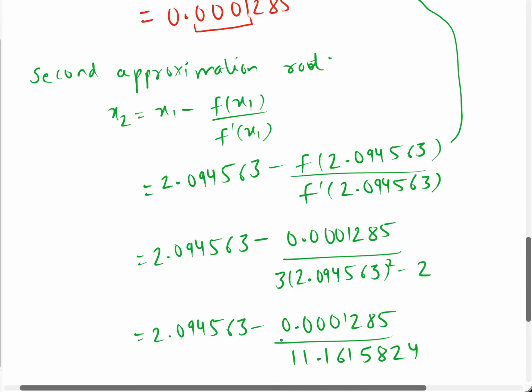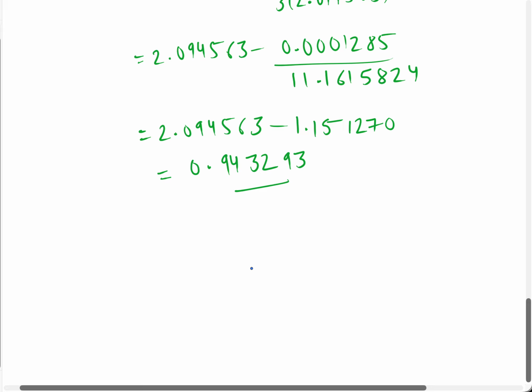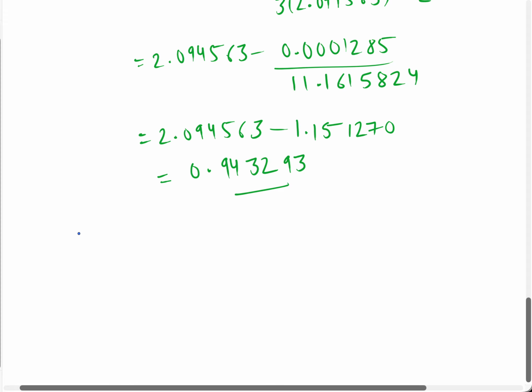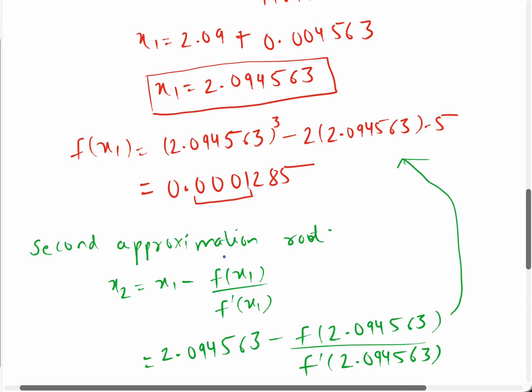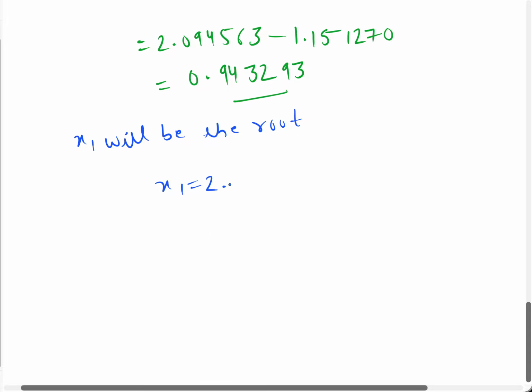So rather than this, I am going to take the root as this one. This is going to be the root. x1 will be the root. What is the root? 2.094563.